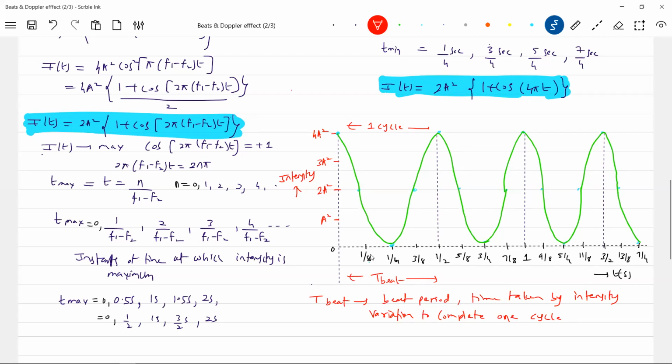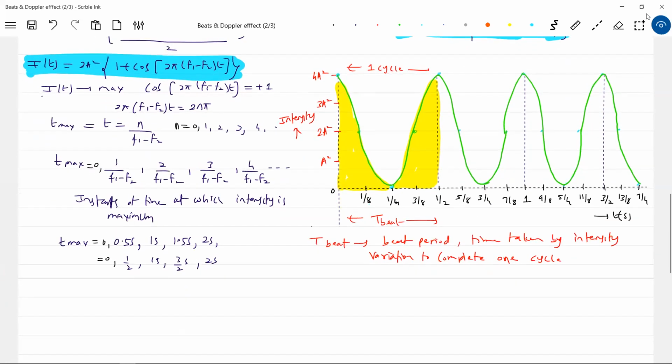So this is the curve. Okay, I'll shade it. This is the curve which we should bother about. This is one cycle that will get repeated again and again. The reciprocal of the beat period will become the beat frequency.